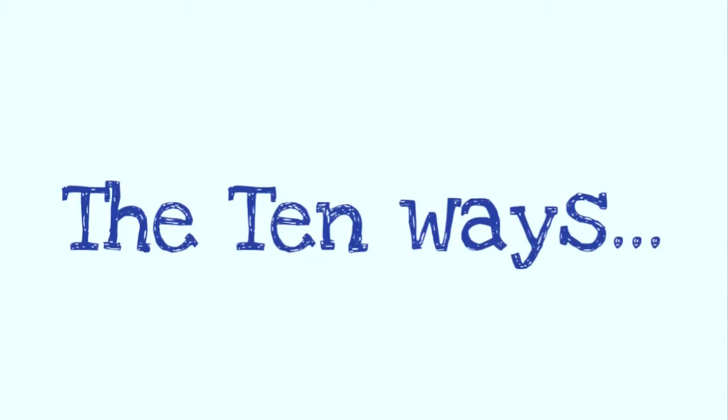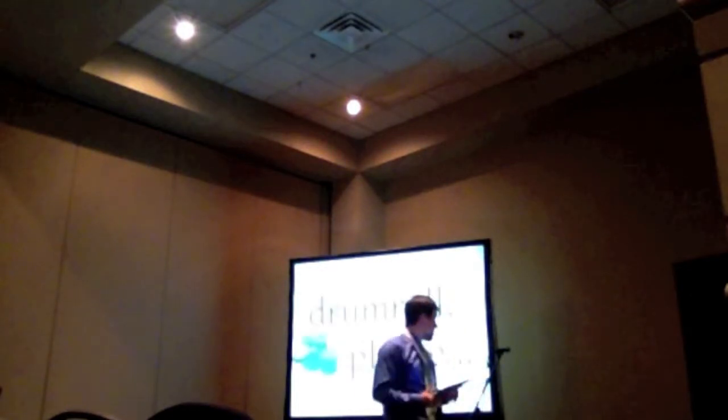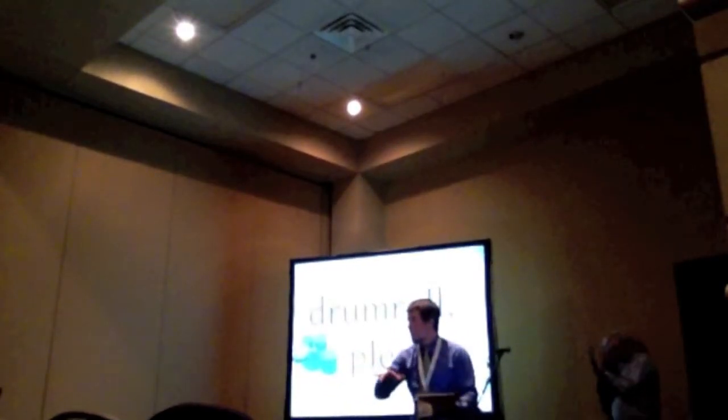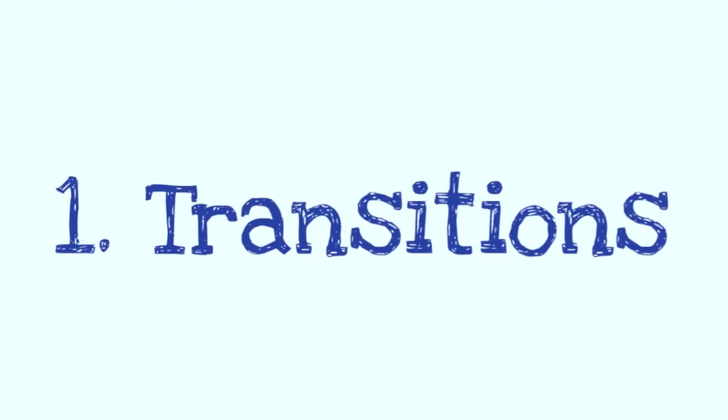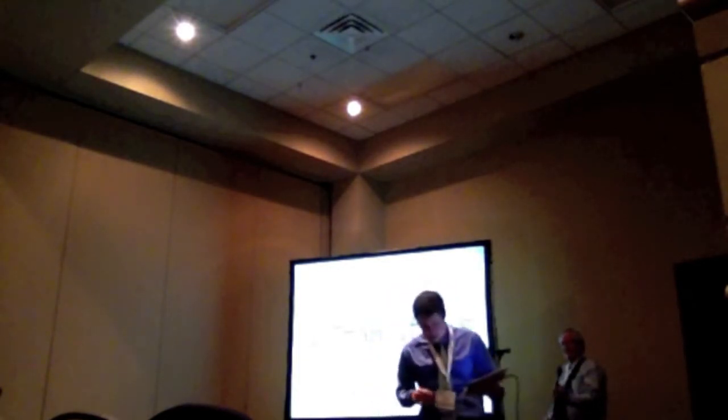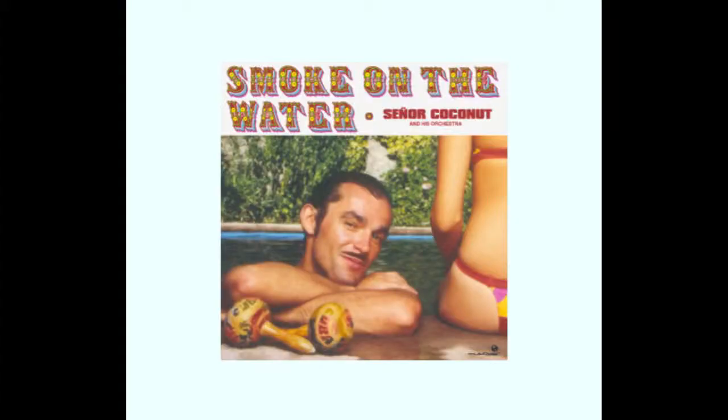So here, let's get started on our 10 ways. So the first thing that we're going to do, Dad, if you could please, drum roll. Everybody knows how to do a drum roll on the chair, on your knees. Drum roll, please. Thank you. The first portion that we're going to cover is transitions. For transitions, we would like to use the famous Smoke on the Water tune by Senor Coconut. No, not really. It's by Deep Purple.